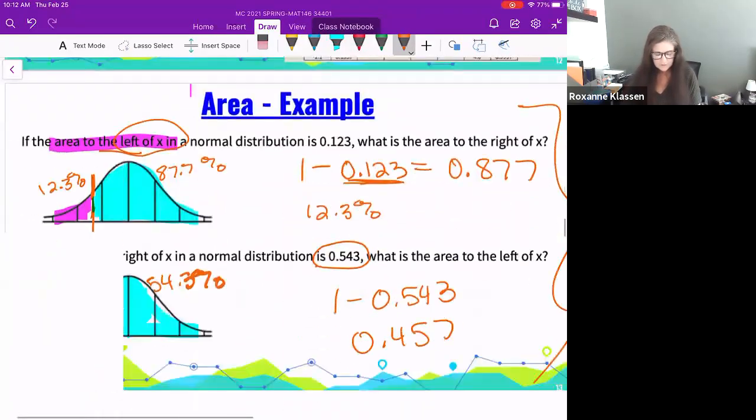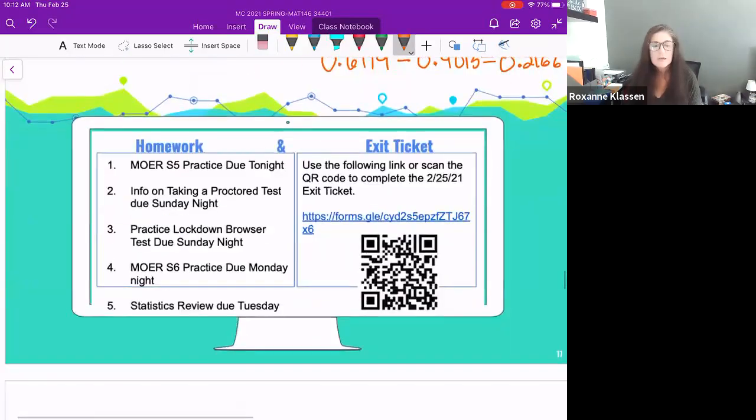Let's talk about your homework. You have more S5 practice. It said it was due last night, but I moved it to tonight because that's what I told you. So if you didn't finish that more S5 practice, it's due tonight. You should be able to access it now. You have to do your info on taking a proctored test. That's due Sunday night. You have a practice lockdown browser due Sunday night. You have more S6 practice due Monday night, but you can get that done in advance if you want as well. And then you have your statistics review. So you have a lot on your plate because you have a test on Wednesday, right? So don't get behind with those things.